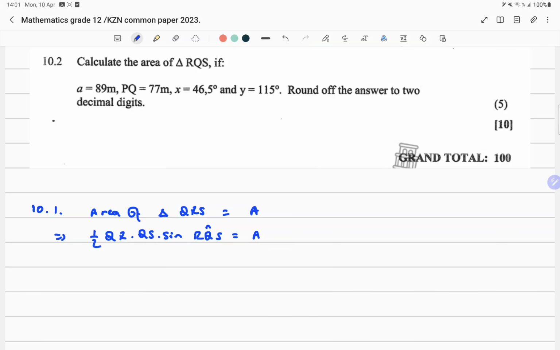This implies we've got half QR, which is what we want, isn't it? Times QS, it was given as a meters, right? Then times sine of y, because that angle is y, equals A. So we want QR, therefore QR is going to be equal to, now we just cross multiply the 2. It's going to be 2A divided by a sine y, basically.